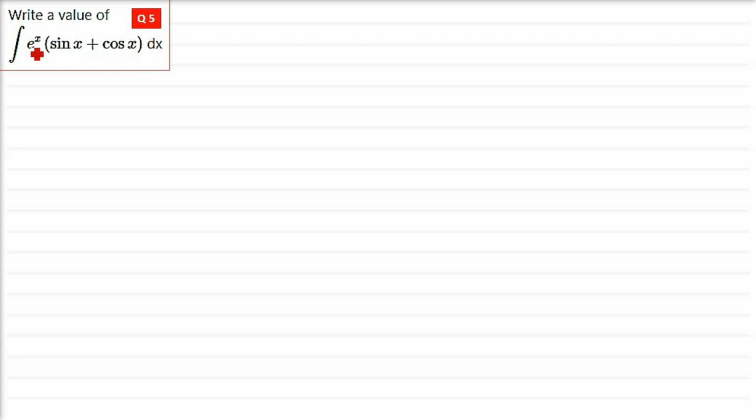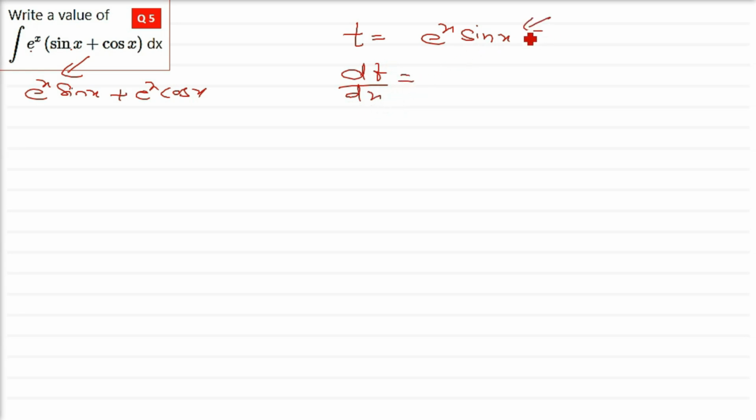e raised x into sin x plus cos x. Now this, if you remember, when we were learning differentiation, just multiply this first. e raised x sin x plus e raised x cos x. Now you need this. How can we get this? From our previous experience, we know that we can put t as, so this t will be equal to e raised x sin x. When you differentiate it, it will be dt divided by dx. This will be equal to, we will apply the product rule, e raised x sin x will be cos x plus sin x, this e raised x will be e raised x.